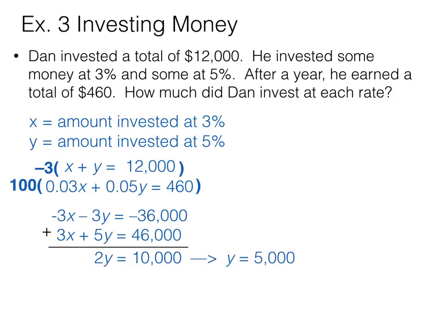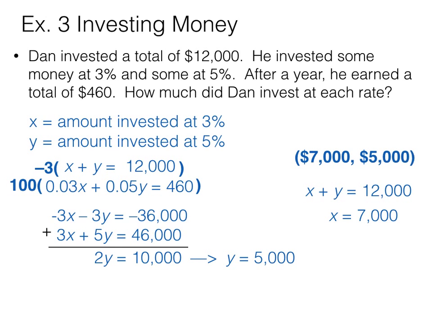And then we always stop and say, what does this mean in the context of the problem? So Dan invested $5,000 at 5%. So therefore, he must have invested $7,000 at 3%. So here's the money that Dan invested. So we talked about coins, a rectangle, investment, and now we'll talk about shopping.